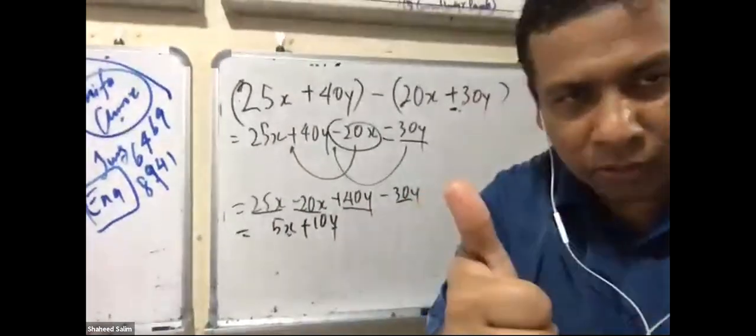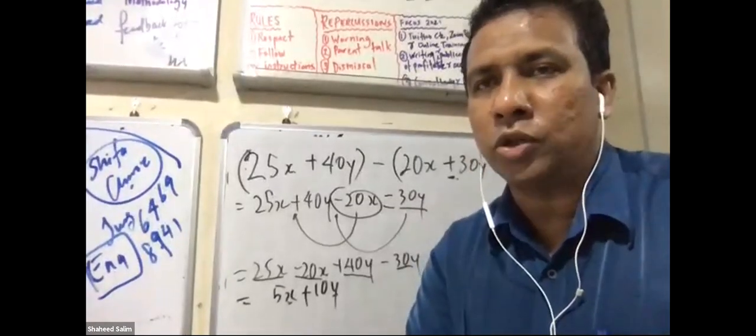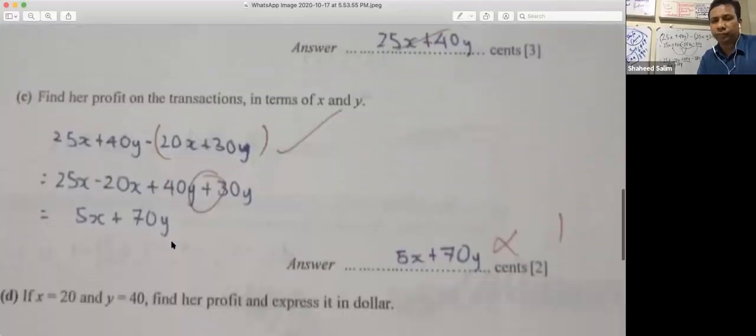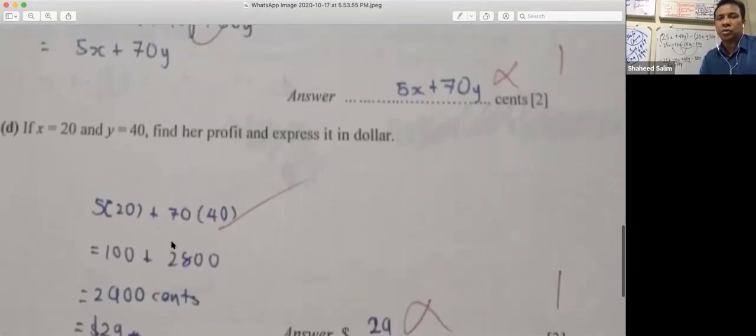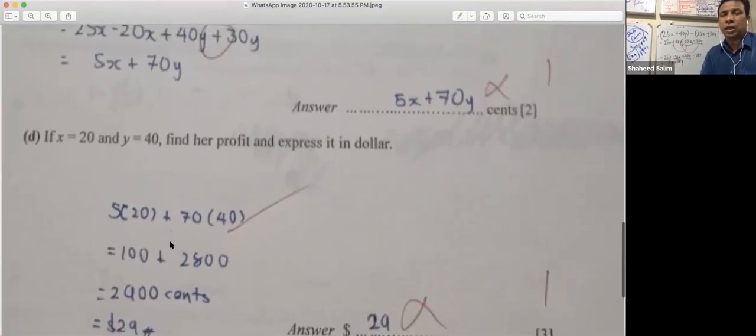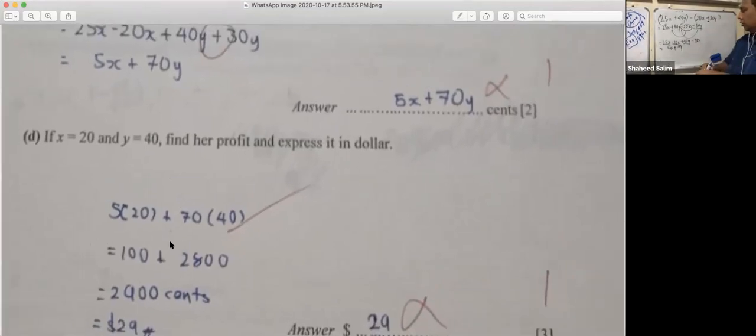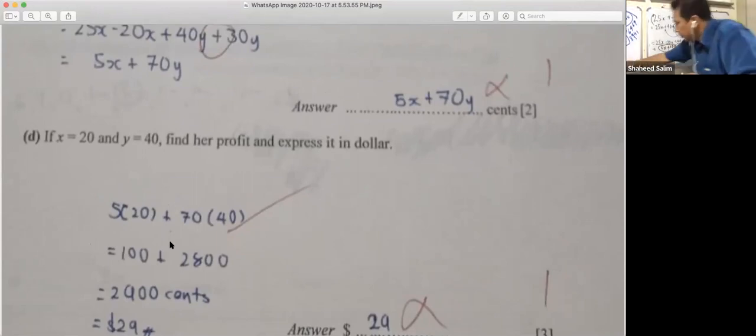Are you okay? You understand? So we move on to the next one, which is the last part. So you need to substitute, based on this one. The profit is 5x plus 10y. Can you find what's the profit? They say x equals 20, y equals 40.